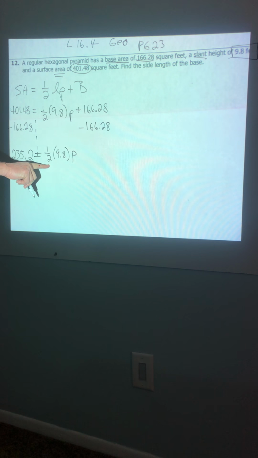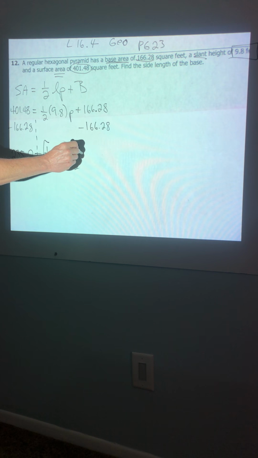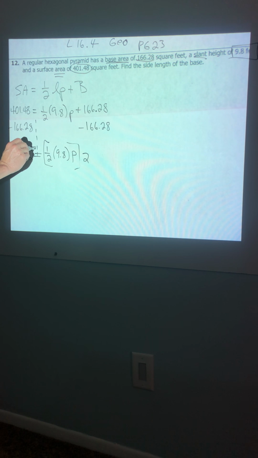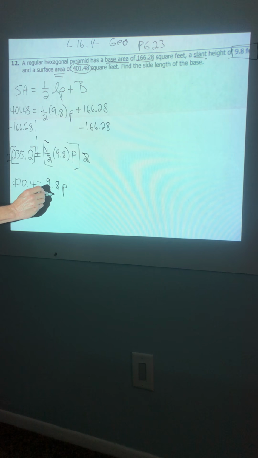If you don't like that fraction, then don't deal with it. Let's just double both sides. I'm going to take your 235.2 and double it, and I get 470.4. And when you double 1/2, that cancels, and you're left with 9.8P. Divide by 9.8, divide by 9.8. I swear we're getting somewhere. Dividing by 9.8 gives me the magic number of 48 equals P.